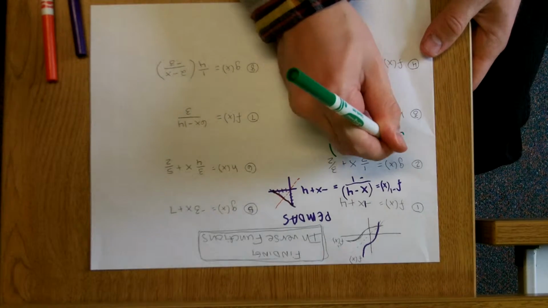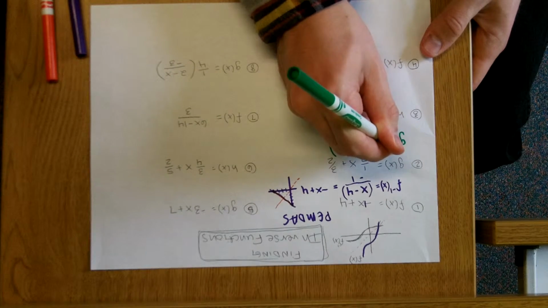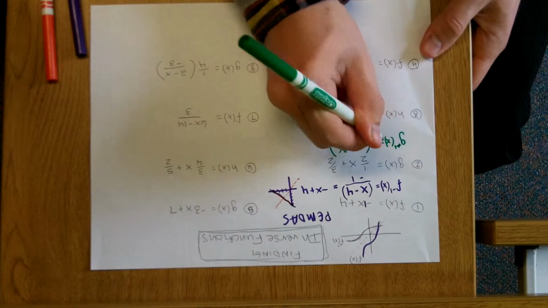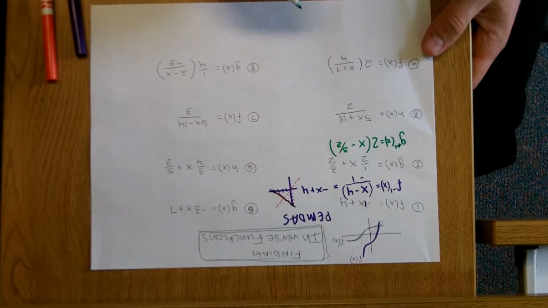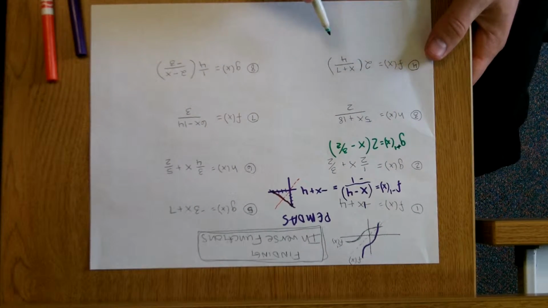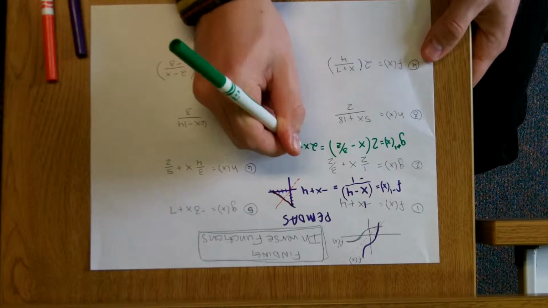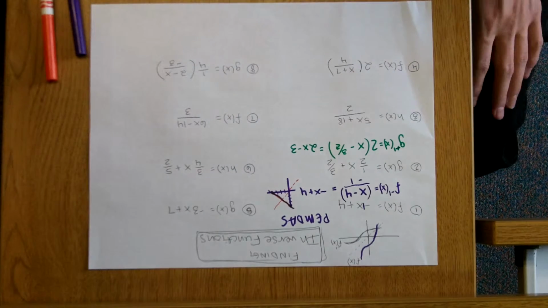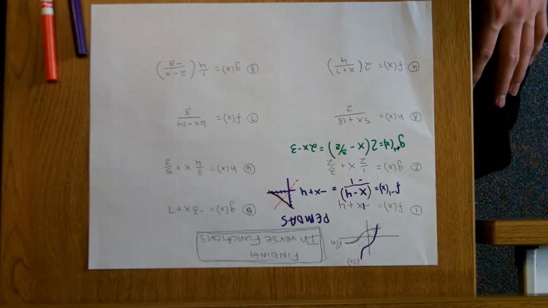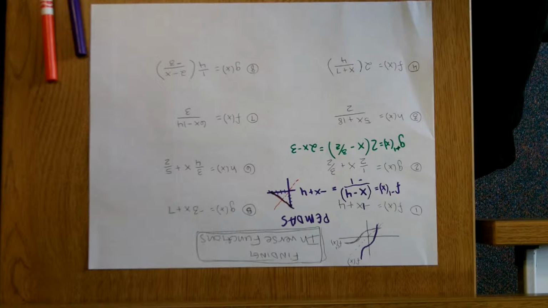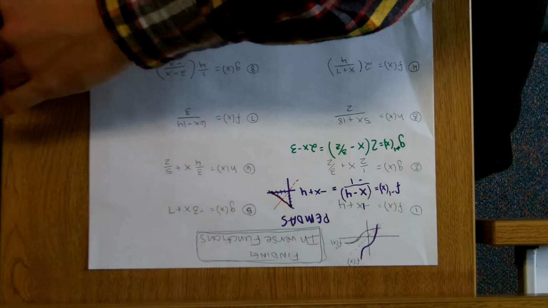So g inverse, g to the negative 1, had a little bit of calculus in there, g inverse equals 2x minus 3/2. And simplifying that down, we have 2x minus 3. That is the inverse function. Okay? Why don't you try the next two on your own, see if you can do those.